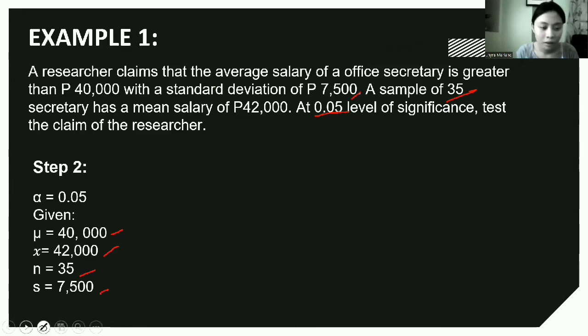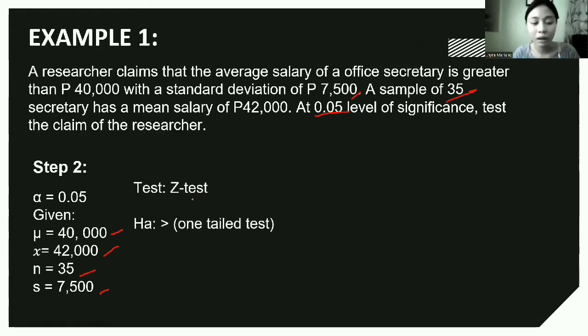And after natin ma-identify yung given, ma-select yung level of significance, magpoproceed na tayo sa kung anong test yung gagamitin. So, hindi pala nabanggit kanina kung paano malalaman kung anong test. Titignan lang natin yung sample size or yung N. If the sample size N is greater than or equal to 30, z-test yung gagamitin. If yung N naman natin is less than 30, t-test naman yung gagamitin natin. So in this example, ang gagamitin natin is z-test.